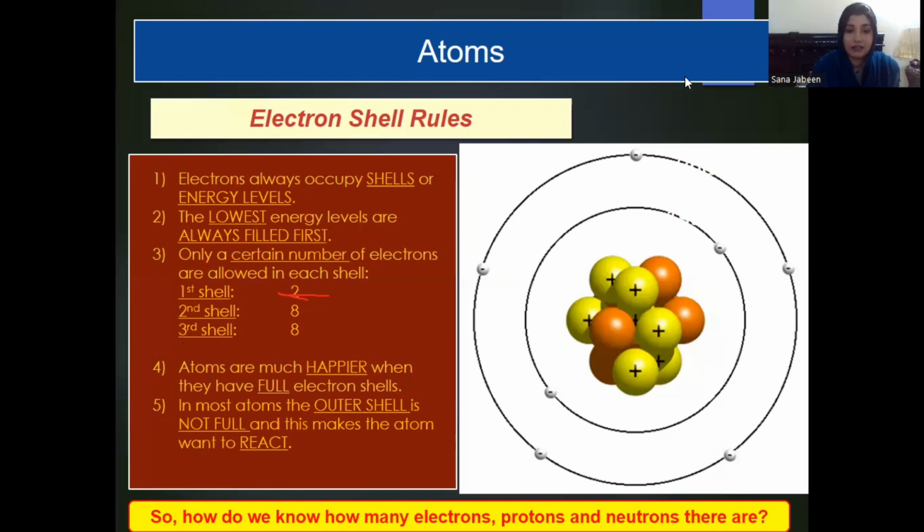The next thing, how do we know how many electrons, protons, and neutrons there are in an atom? We will discuss this in the next lecture about the atomic mass and atomic number. Today is up to here.